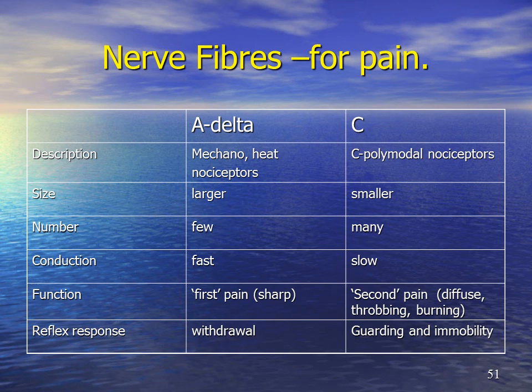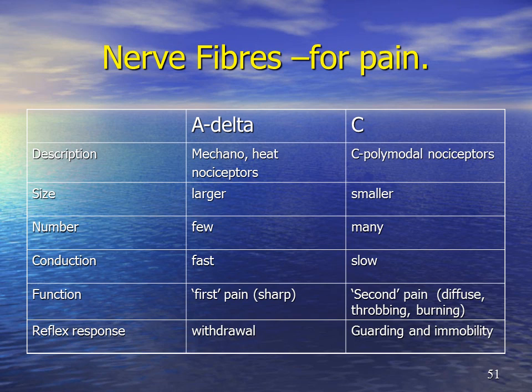So the A delta fibres are larger fibres, whereas the C fibres are smaller in terms of diameter. There are many C fibres, which conduct slower because it's a narrower fibre. The A delta fibres are fast, and the function of the A delta fibres is a withdrawal response. So it's the first sharp pain that one gets, and then the C fibres give you the second pain.